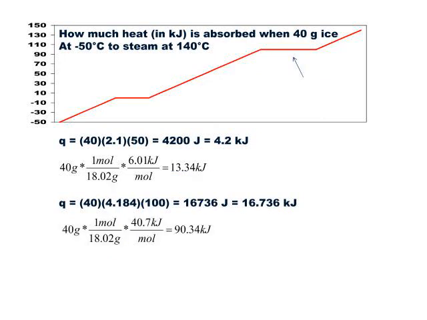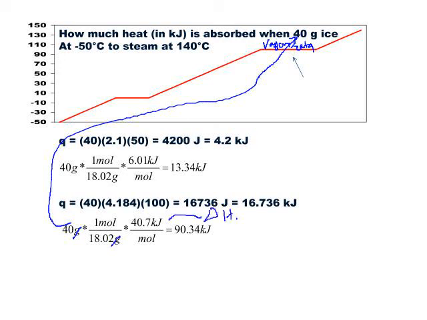Next phase change, we're going to go from a liquid to a gas. So that's the flat part right here, and that's vaporization. We still have 40 grams of now water, so we need to change that to moles. So we divide by the molar mass again. And then we're going to multiply it by the delta H of vaporization, which I just looked up. And we're going to give you that. So we multiply across the top, divide by what's on the bottom. It takes 90.34 kilojoules to vaporize it.